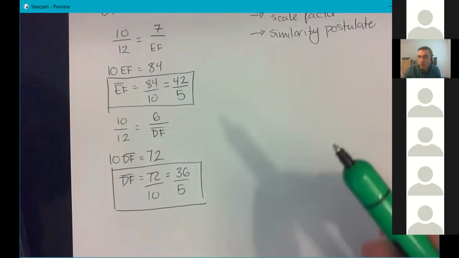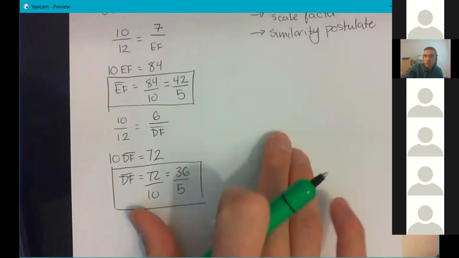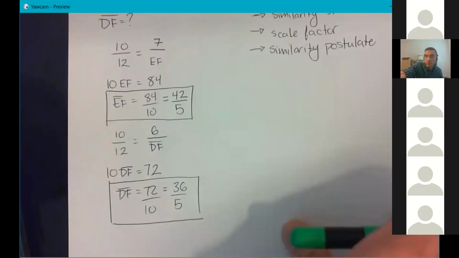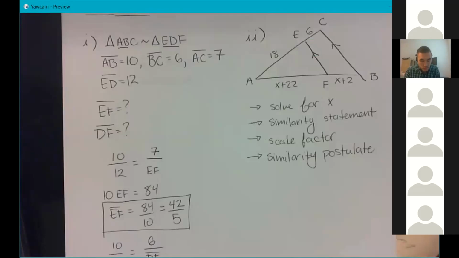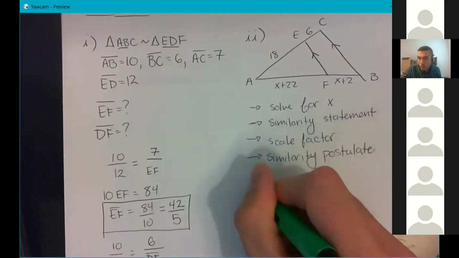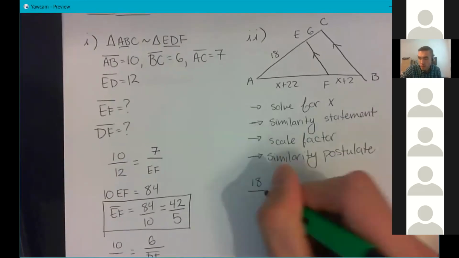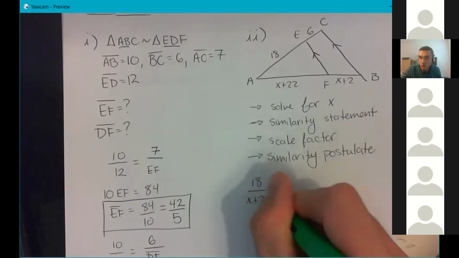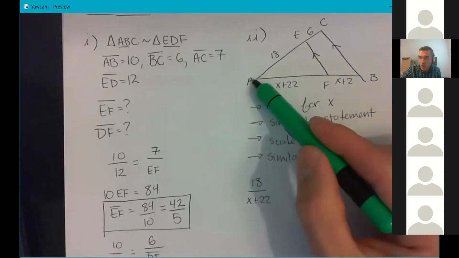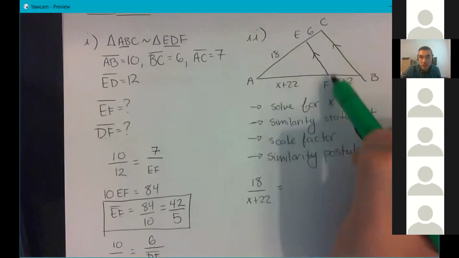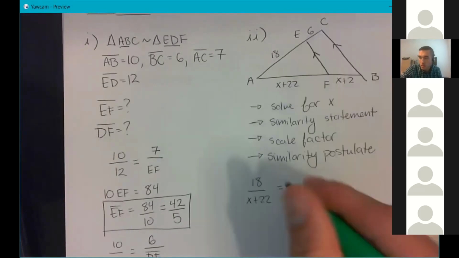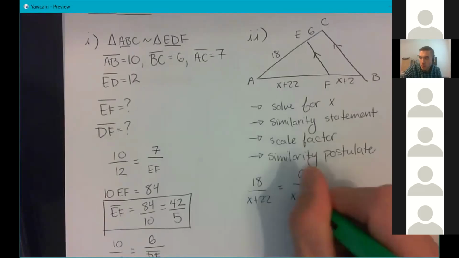Okay. Part 2. Let's go ahead and solve for x. And what proportion can I use to solve for x? You can do 18 over x plus 22 equals 6 over x plus 2. Great, that works. So long length divided by long length should be equal to, and this only works because this parallel line set is here, should be equal to 6 over x plus 2.